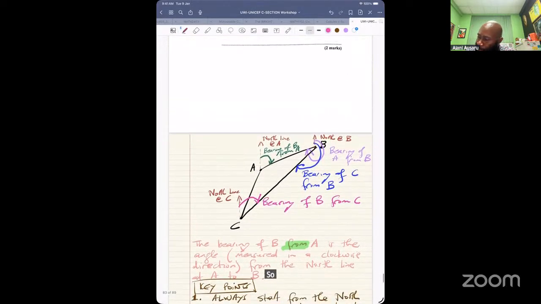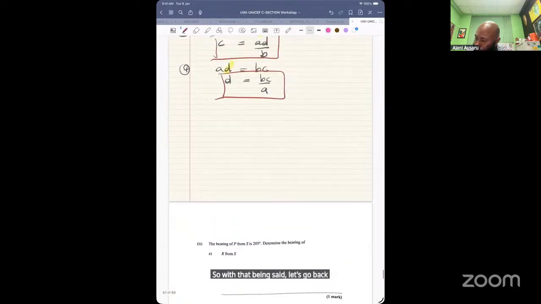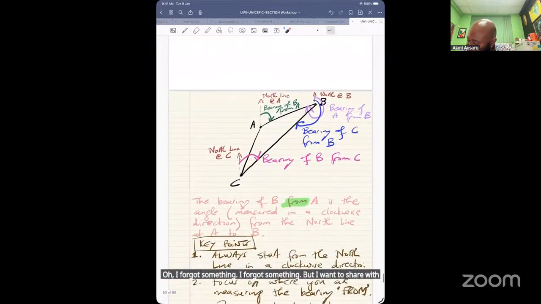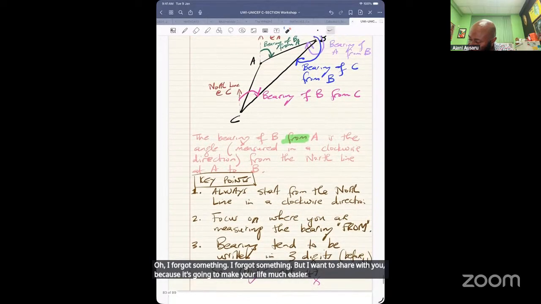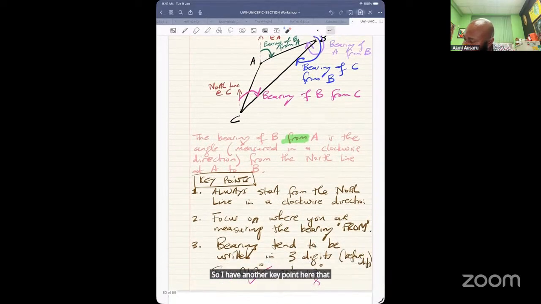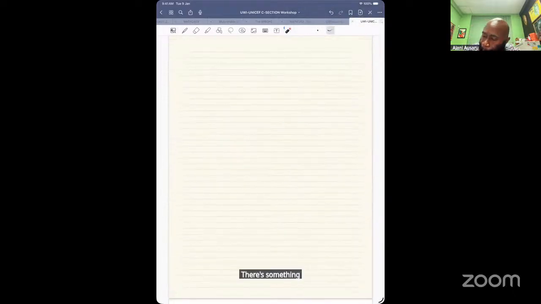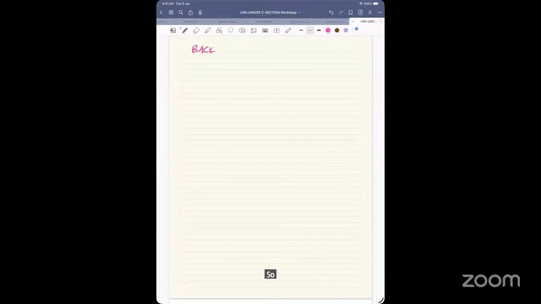So with that being said, let's go back now to the question. The bearing of P from S is 200. Oh, I forgot something that I want to share with you because it's going to make your life much easier. I have another key point here. There's something called back bearing.